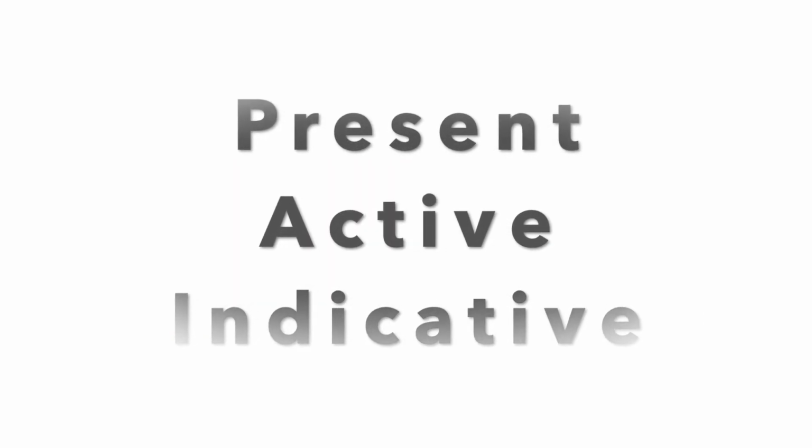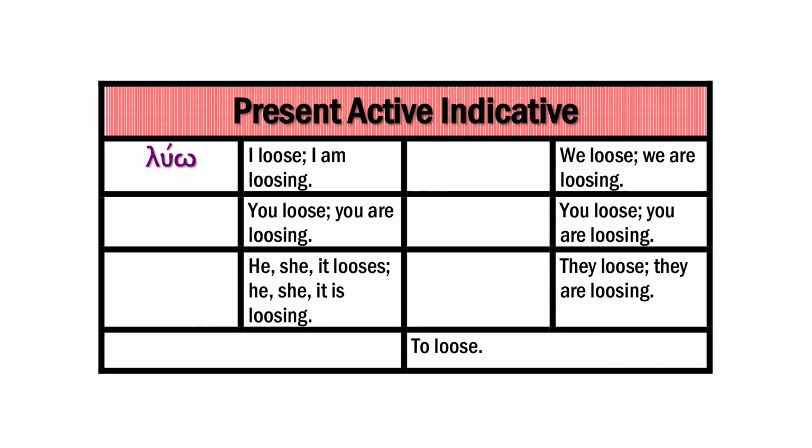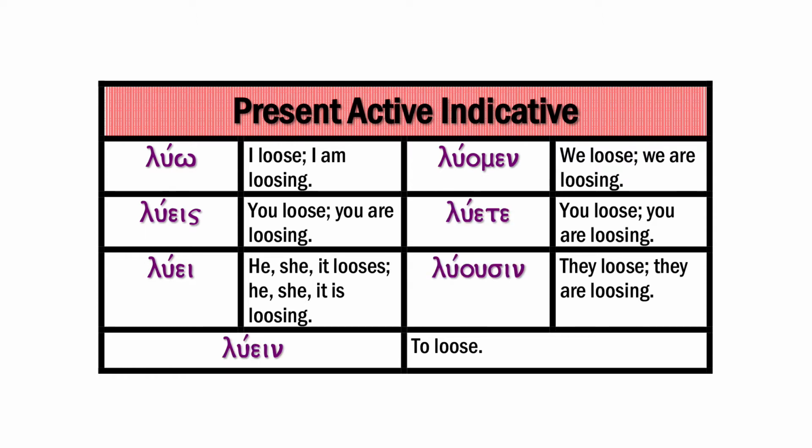And an example of the present active indicative using the verb luo. Luo, lueis, luei, luomen, luete, luousin. You can also practice the present active indicative chart by just going over their endings. O, eis, ei, omen, ete, ousin.